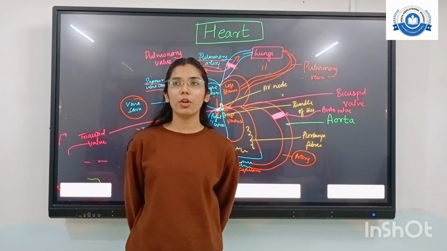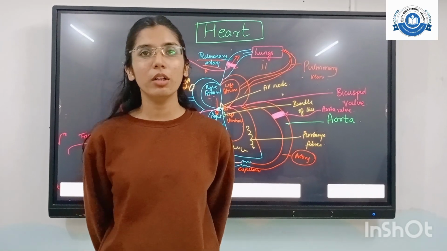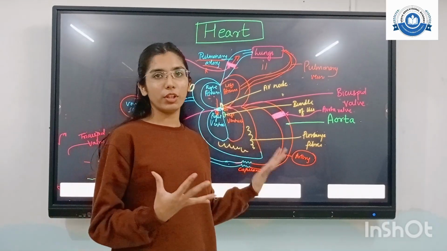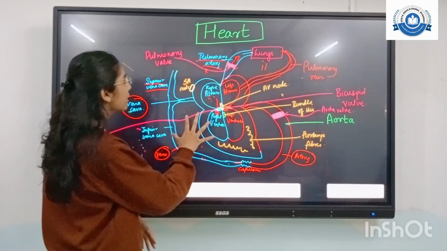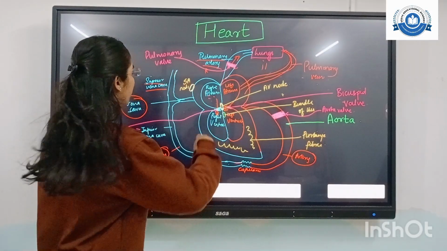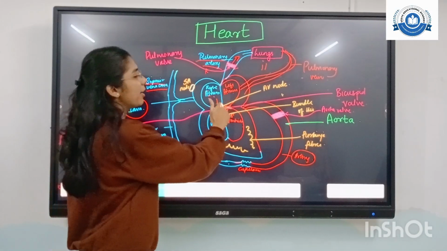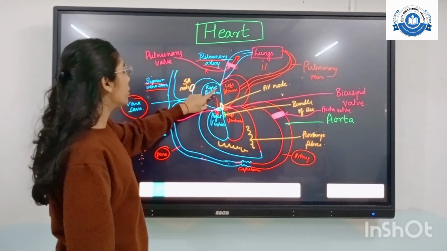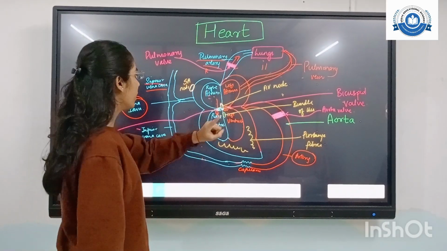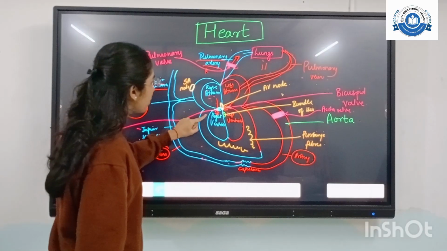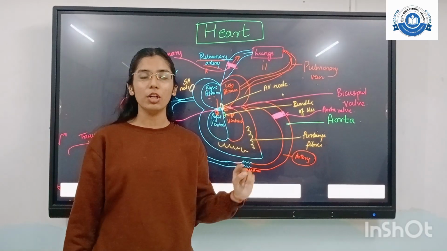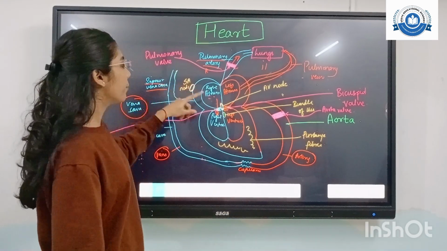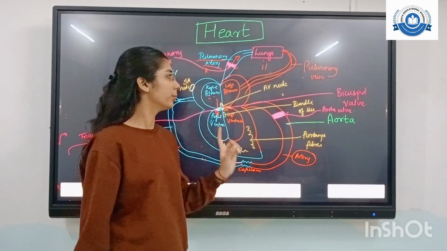Everyone. So today we are going to start with a new topic, which is the heart. We are going to see how the heart functions and the parts of the heart. First of all, the heart is divided into four chambers. The upper part is called the atrium and the lower part is called the ventricle. There are two atriums, the right atrium and the left atrium, and two ventricles, the right ventricle and the left ventricle. So in total, the human heart has four chambers, and our blood gets purified through this heart.